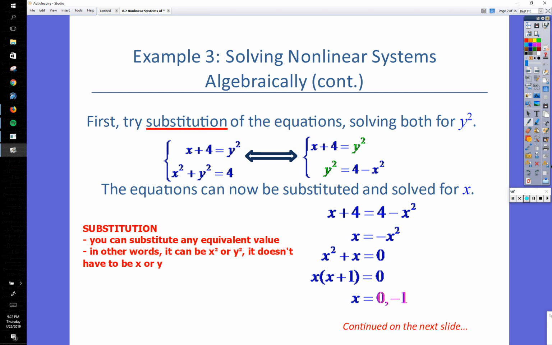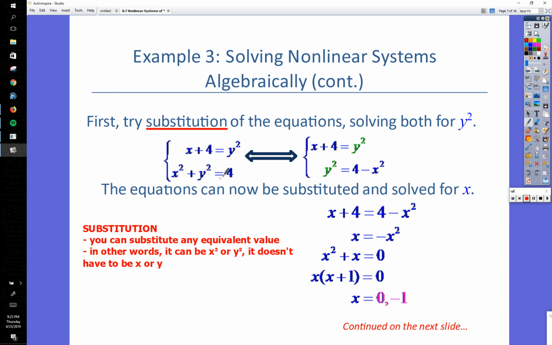And I've really written this whole problem out, so I'm going to go fairly quickly here, but you can hopefully follow step by step. So here's our system of nonlinear equations. To use substitution, what we want to do is substitute any equivalent value. So it doesn't have to be just x.